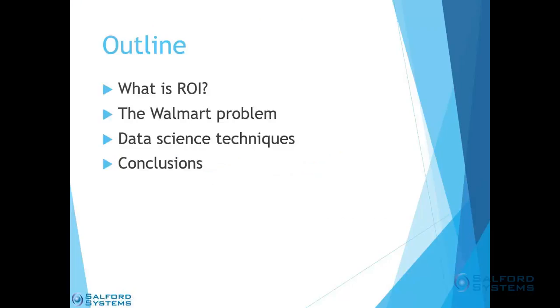So a quick outline on what we'll be looking at today. I'll talk about what ROI is. A lot of you may already know since you signed up for this webinar. It's a pretty broad definition we'll be going over just to get an idea of how it will relate to the problem that we'll be applying it to. And then we'll take a look at that problem, which is Walmart store sales from a Kaggle competition. Then I'll be going over some data science techniques that we'll be using to build a model with this data. And finally, we'll go over the conclusions and how we were able to maximize ROI with these models.